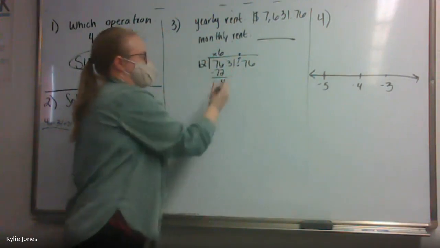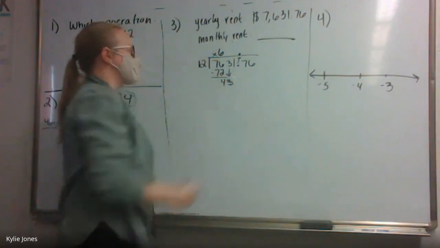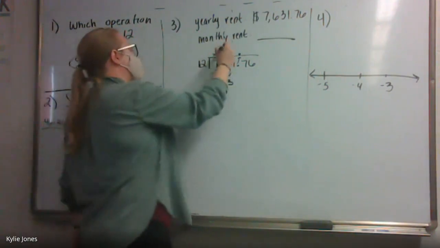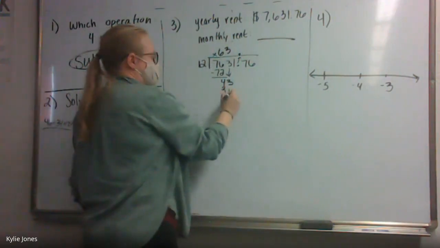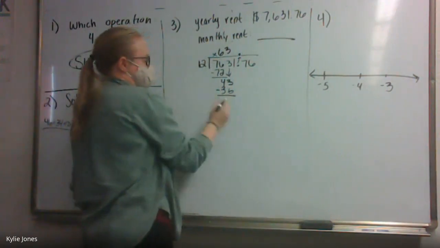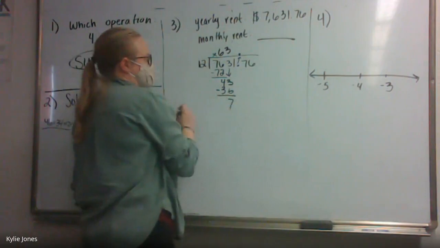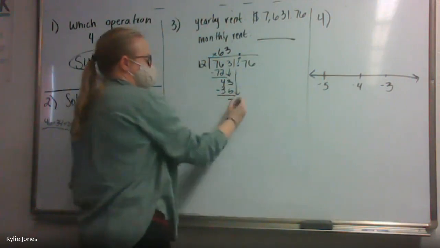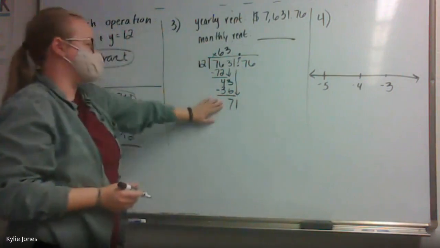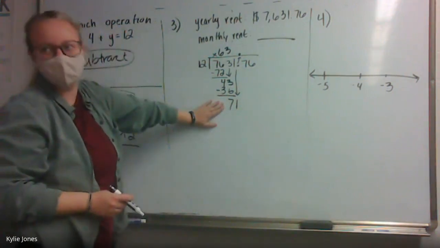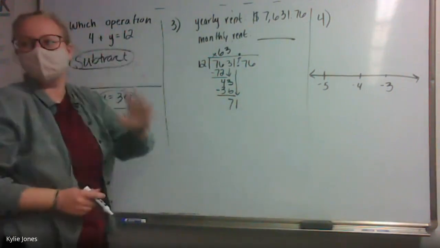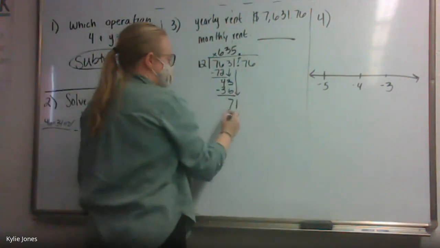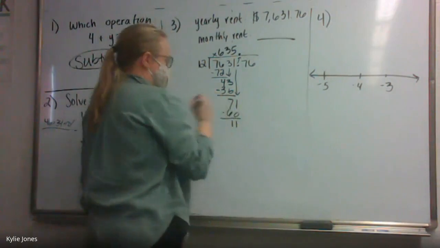Subtract and get 4. Then you drop down, you're on 3. Does 12 go into 43? Yes. 3 times. And you get 36. Subtract and get what? 7. Right? Bring down your 1, 71. Does 12 go into 71? Yeah. How many times? 5. Oh, is that what you're saying, 5? Yeah. 5 times. And you get 60. Subtract and you get 11.